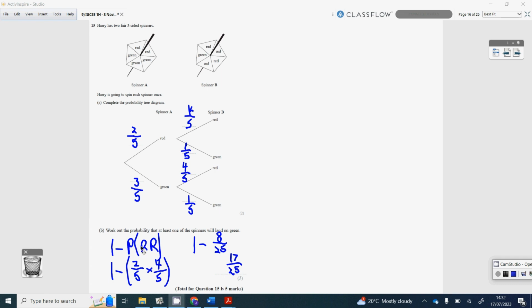So what is the probability of red-red? Well, it's going along here, red, then red. So 2/5 and 4/5, and it's the probability of getting a red and then another red, so you multiply those probabilities together. Multiplying fractions is top times top, bottom times bottom. 2 4s are 8, 5 5s are 25. So 1 take away 8 over 25, while a whole is 25 over 25. 25 take away 8 is 17, so that's 17 over 25.